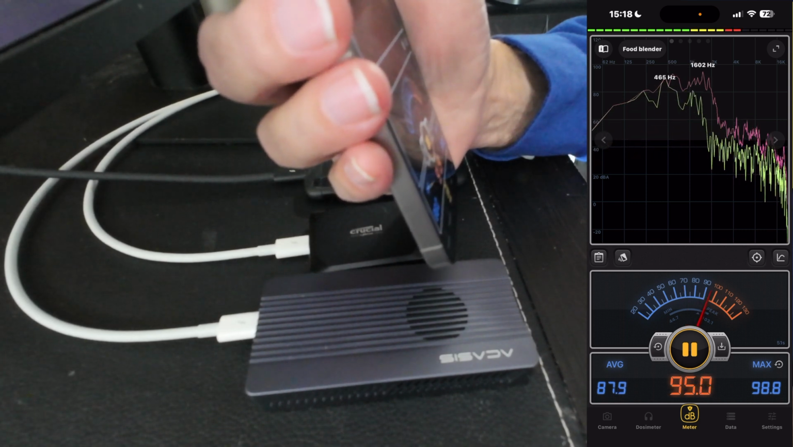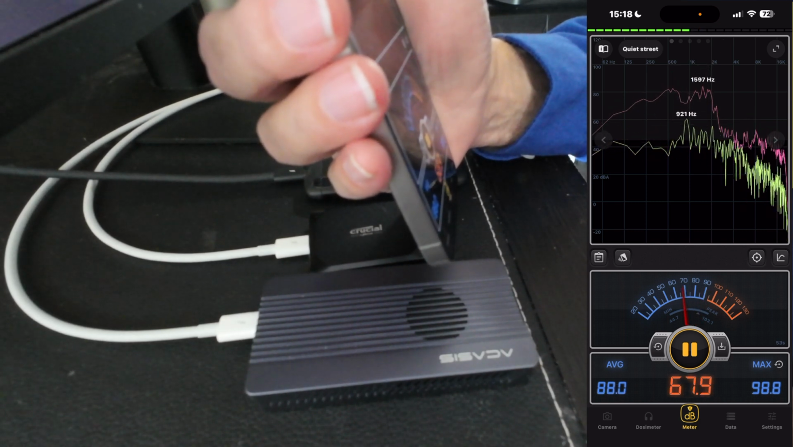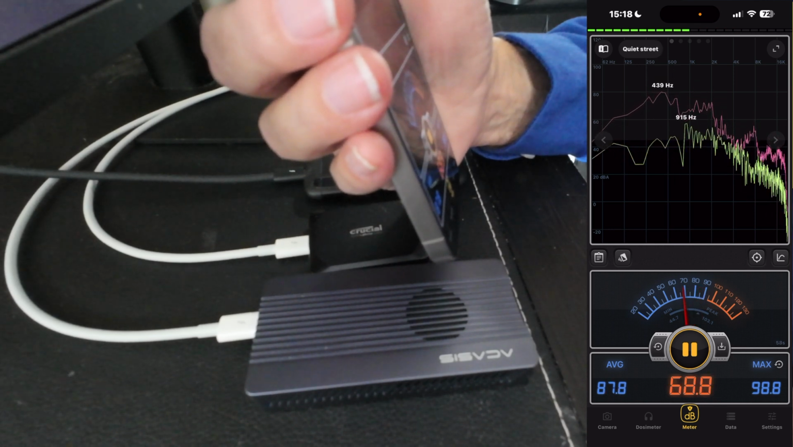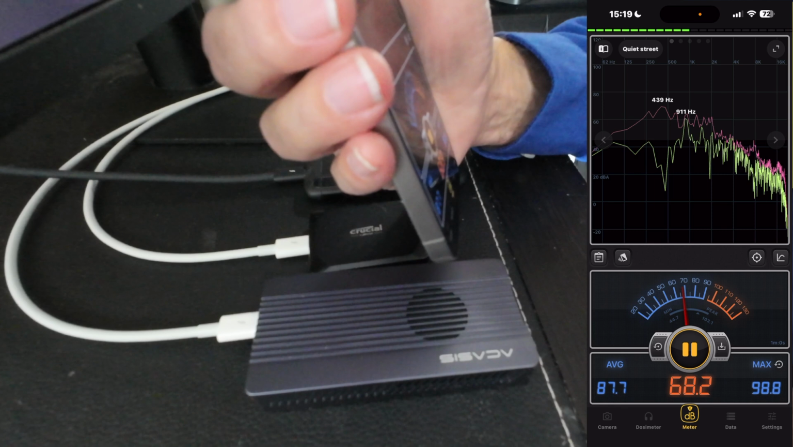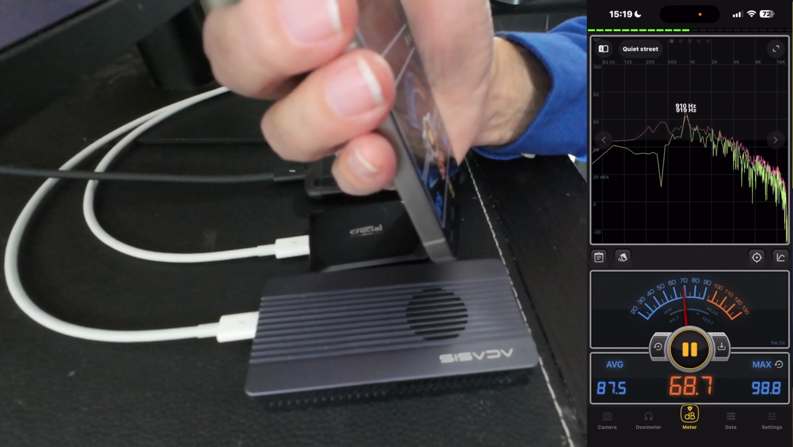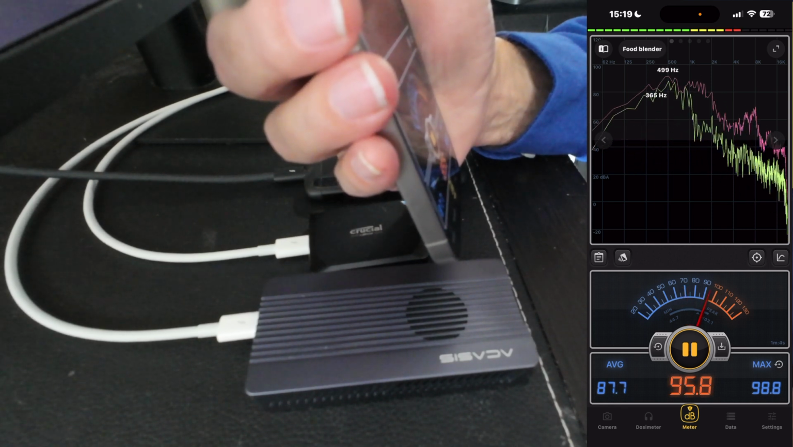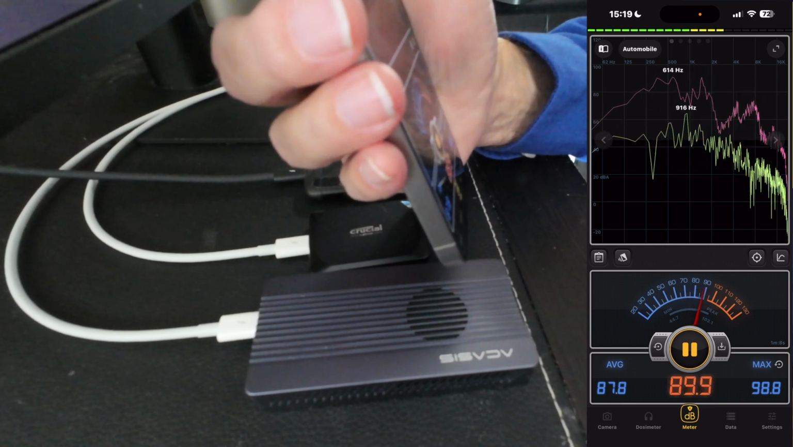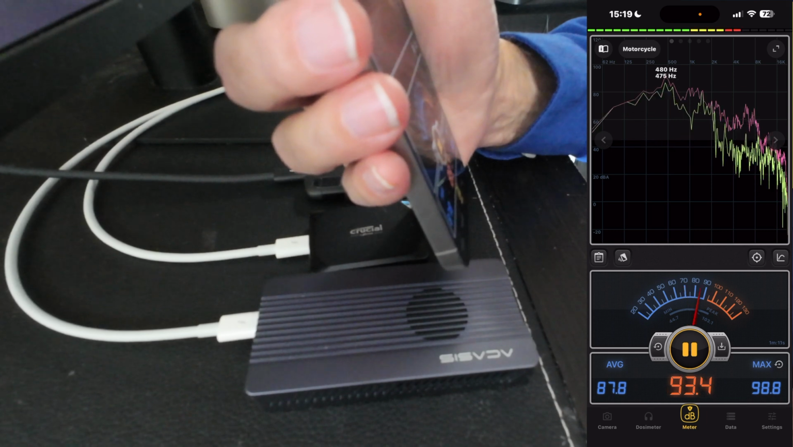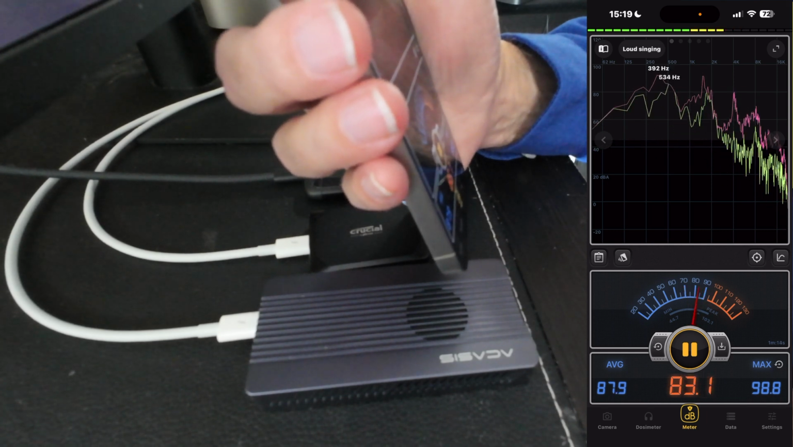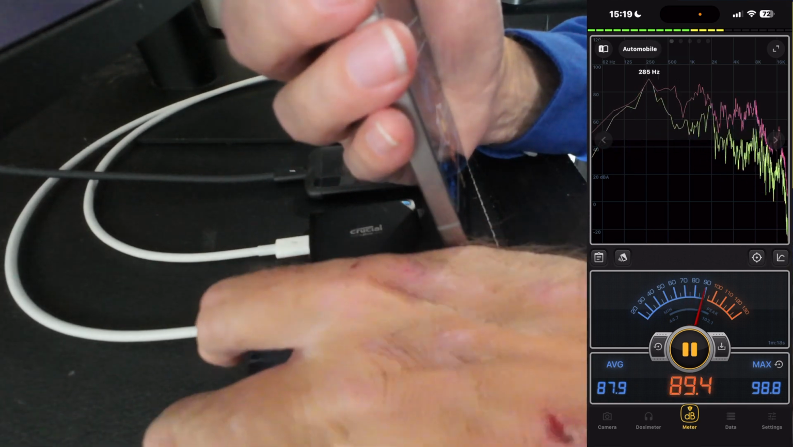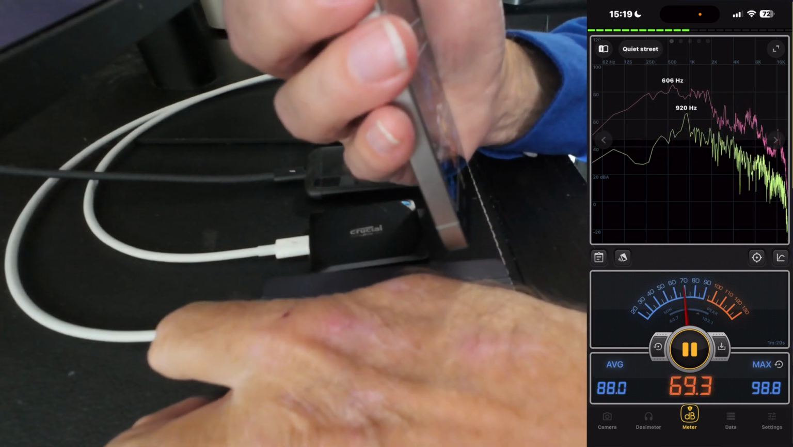So right now, running the fan, and we're about 2 inches away from it. We're showing around 68 decibels, and the little frequency spectrum meter was showing that the frequency of the fan noise is right around 920 hertz. So let's reach up and turn the fan off.